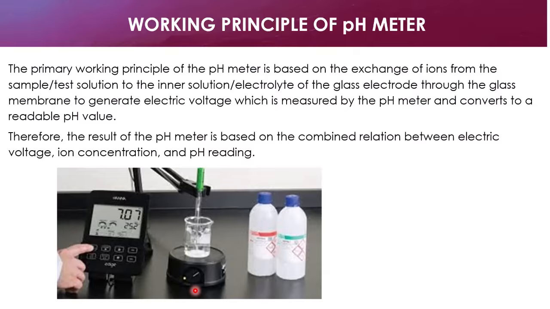Working principle of the pH meter. The primary working principle of the pH meter is based on the exchange of ions from the sample or test solution to the inner solution or the electrolyte of the glass electrode through the glass membrane to generate electric voltage, which is measured by the pH meter and converted to a readable pH value. Therefore, the result of the pH meter is based on the combined relation between the electric voltage, the ion concentration, and the pH reading.